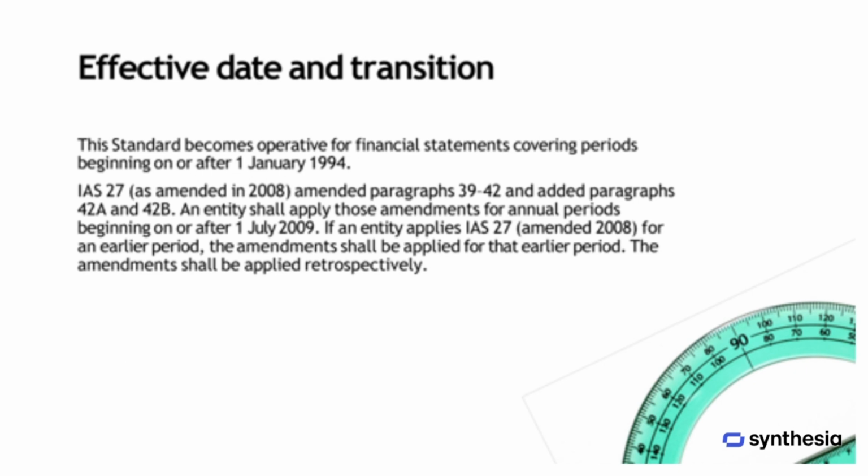This standard becomes operative for financial statements covering periods beginning on or after the 1st of January 1994. IAS 27, as amended in 2008, amended paragraphs 39, 42, and added paragraphs 42A and 42B. An entity shall apply those amendments for annual periods beginning on or after the 1st of July 2009. If an entity applies IAS 27, amended 2008 for an earlier period, the amendments shall be applied for that earlier period. The amendments shall be applied retrospectively.